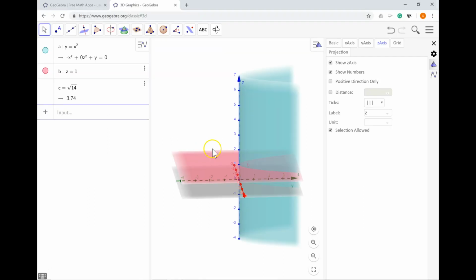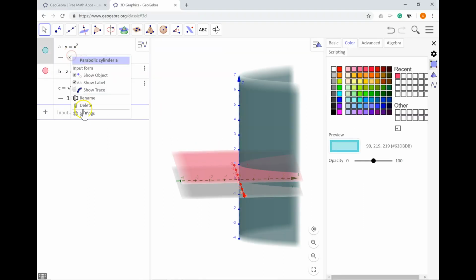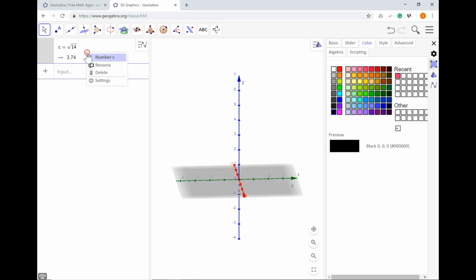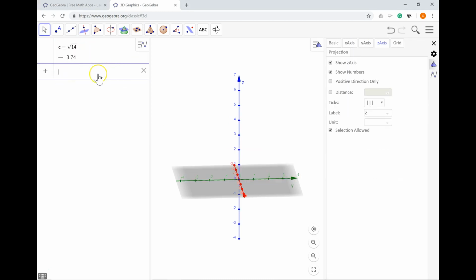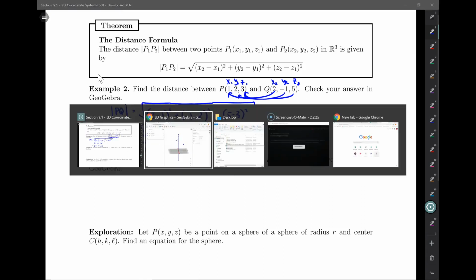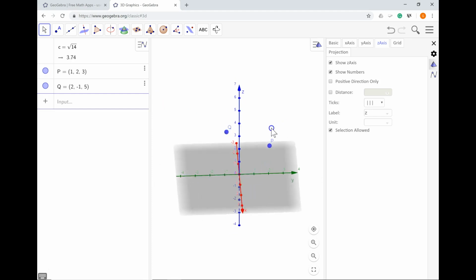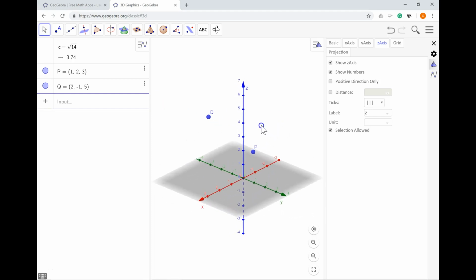And let's go ahead and check our answer in GeoGebra by getting rid of all of this stuff. I'll go ahead and leave that there. Okay, so again, it was the point P equals (1, 2, 3), and Q equals, let's see if I can remember it, (2, negative 1, 5)? Is that what it was? I'll double check. (2, negative 1, 5), yes. Okay, so now we have these 2 points here, P and Q, and we're, again, going to try to find the distance between them.